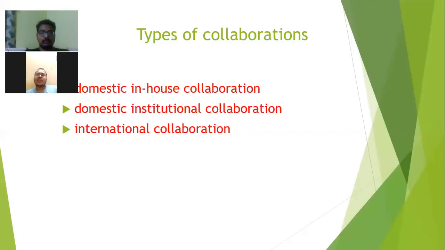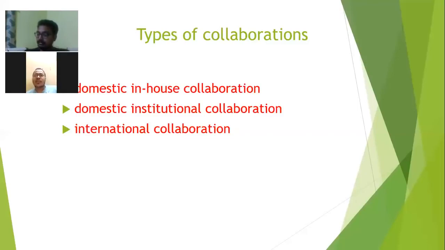Because if you are doing an experiment, sometimes you may face some kind of problem, and if you think by yourself only, it will be very tough to find out and evaluate the problem you are facing. But if you take the help of somebody else from that area, more or less related to it, he can give some suggestion, and you can try that suggestion, by which you can come out of that problem. So this kind of domestic in-house collaboration is very vital nowadays.